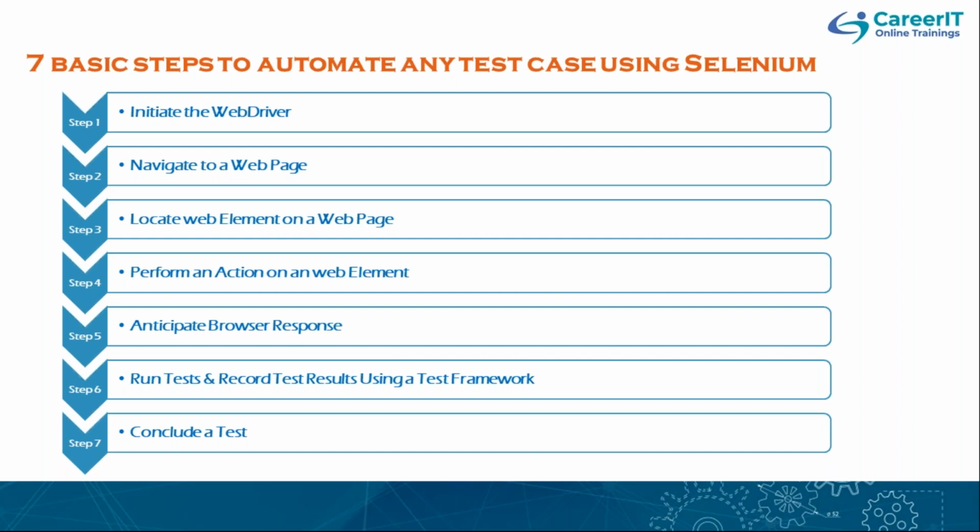After clicking on something, you have to anticipate your browser response. Suppose you clicked on some button and it is navigating to the next page. In that case, it is going to take some time, right? You have to anticipate your browser response, validate your test results, run your test cases, and finally conclude your test, which is nothing but closing your browser. If you follow these 7 basic steps, you can automate any test case using Selenium, guys, whether it is a simple, medium or complex test case.